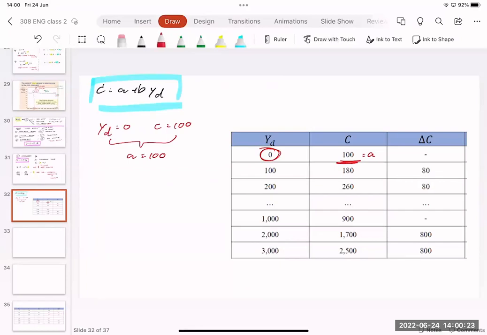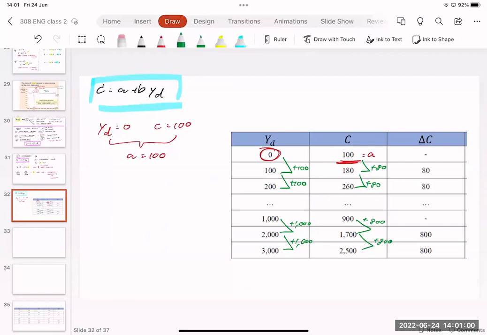Every time you have more income, for example from 0 to 100, you have 100 more on your income, you're going to consume 80 more. When your income goes from 100 to 200, you're going to eat 80 more. When your income goes from 1,000 to 2,000, you're going to consume 800 more. You have 1,000 more income, you're going to eat 800 more. You see that?